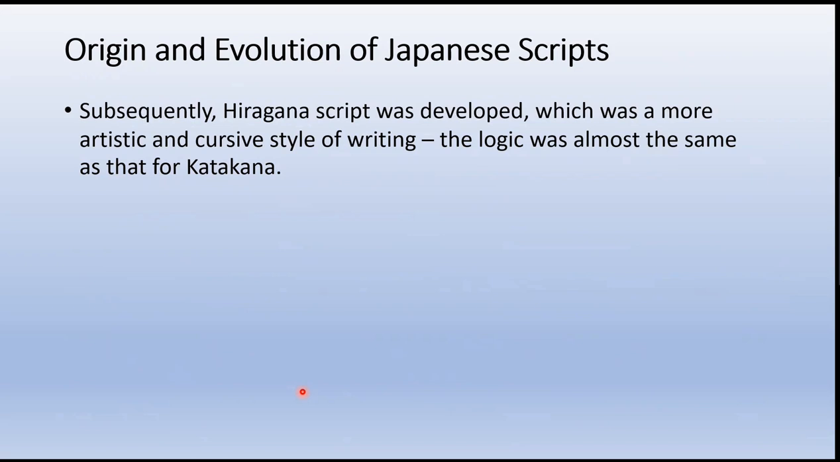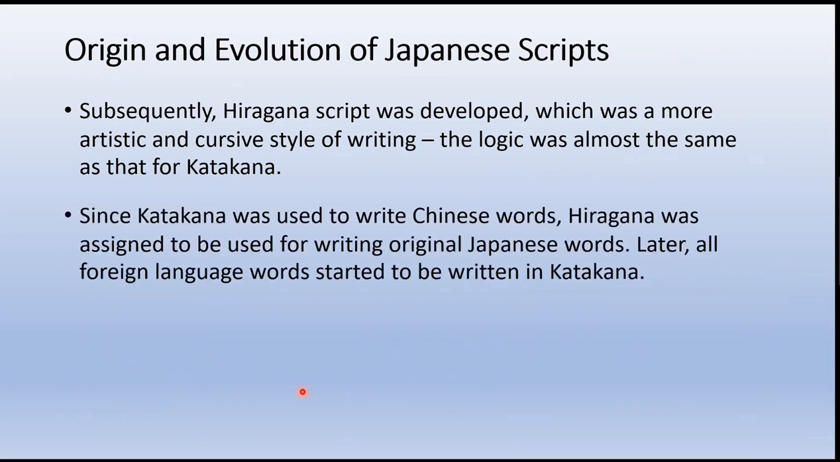Subsequently, Hiragana script was developed, which was a more artistic and cursive style of writing, and the logic was almost the same as that for katakana. Since katakana was used to write Chinese words at that time, hiragana was assigned to be used for writing original Japanese words, that is, words that were of Japanese origin, and later all foreign language words started to be written in katakana.